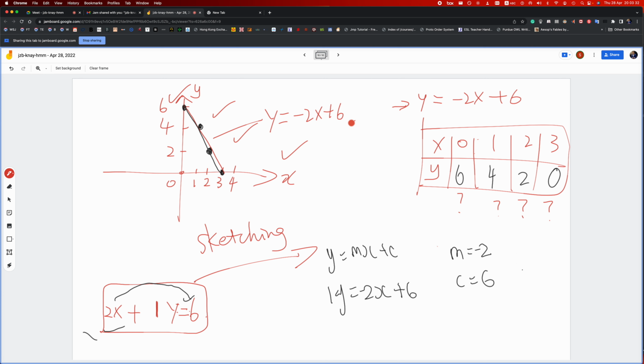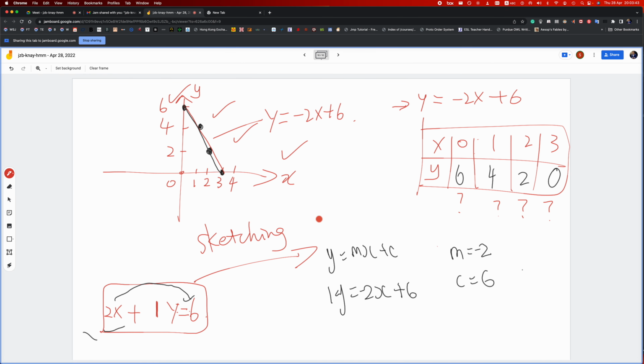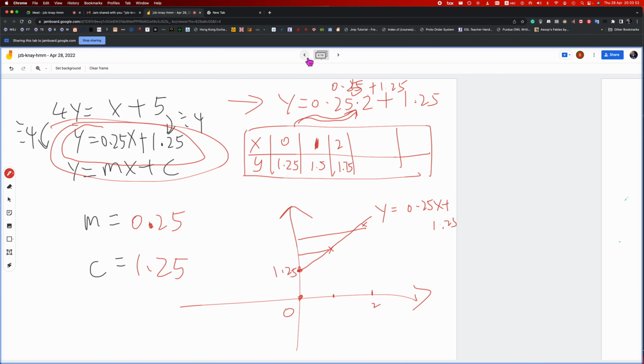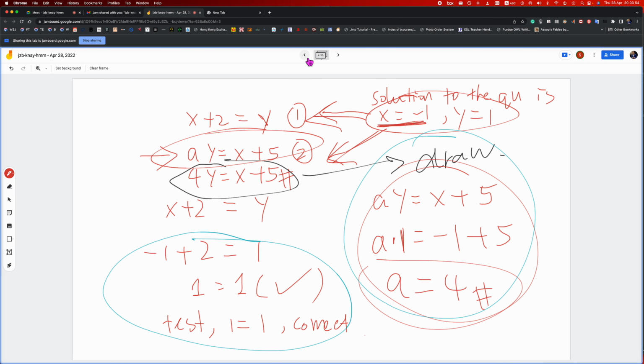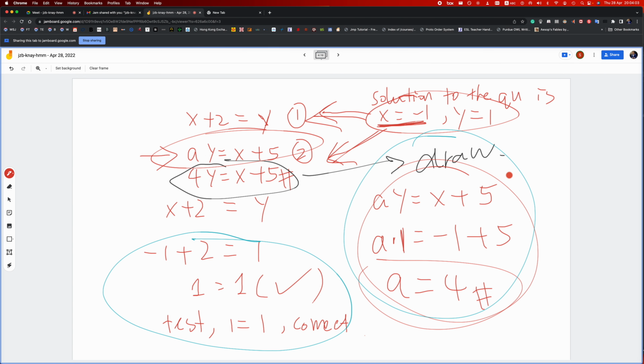Tomorrow I expect you to find the A. How to find the A? Come back to the slide. Okay, I don't have the slide already, I erased it. So first find the A by putting the value in. Actually, you can go and look at the slide. Let me see which slide. Can you go to slide 4? Are you at slide 4 now?